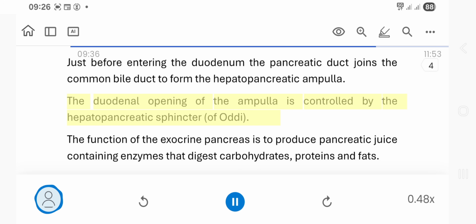The duodenal opening of the ampulla is controlled by the hepatopancreatic sphincter.